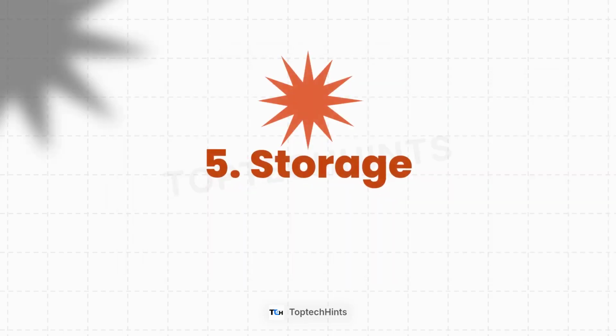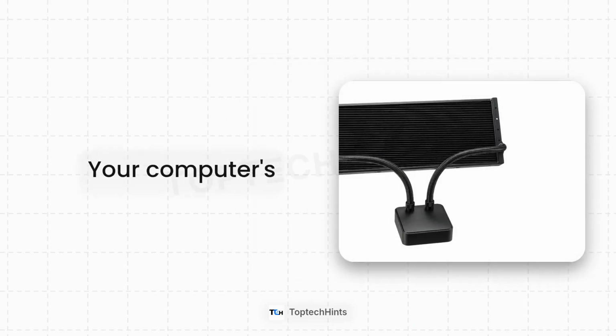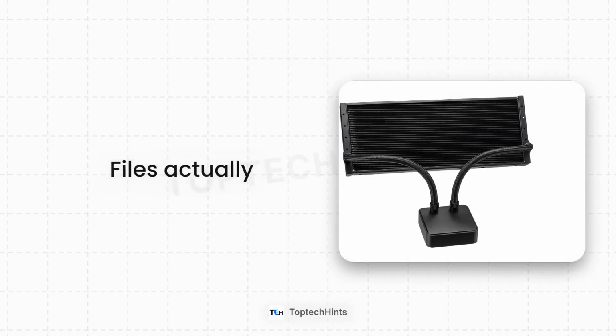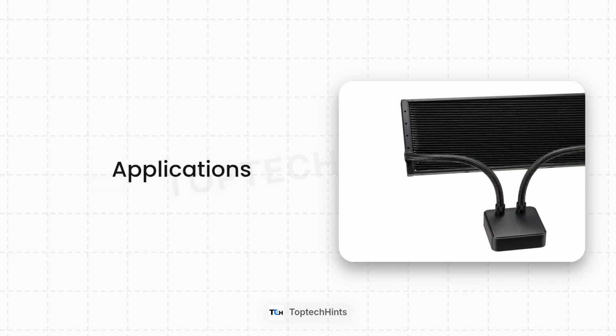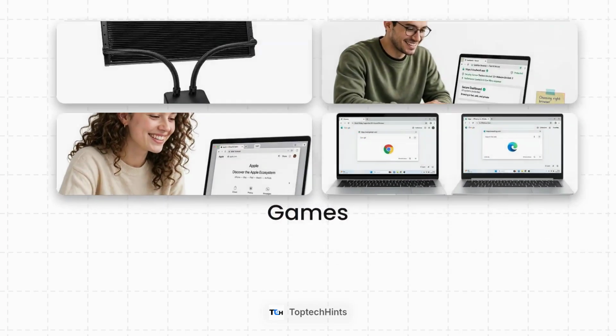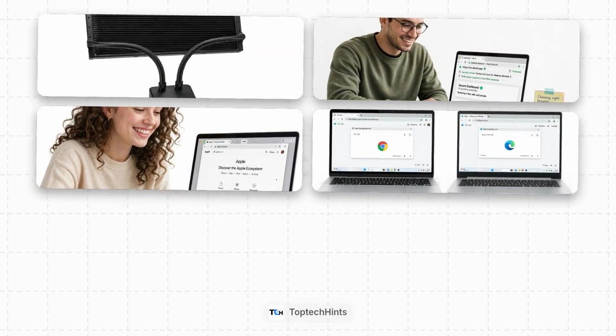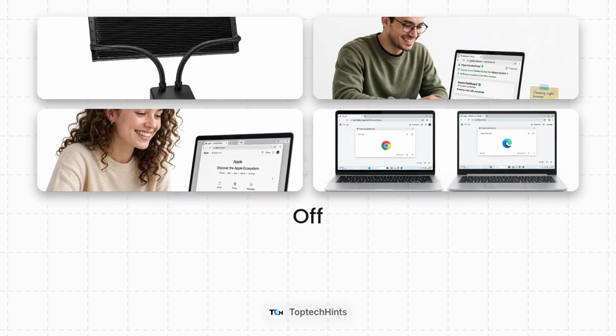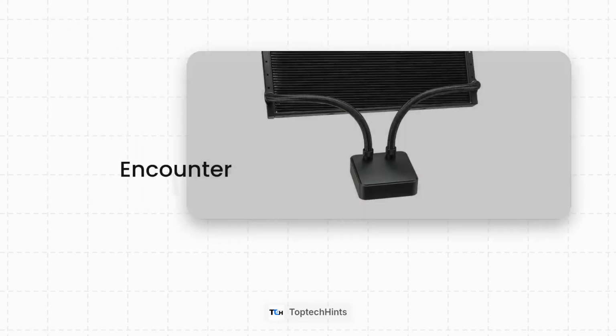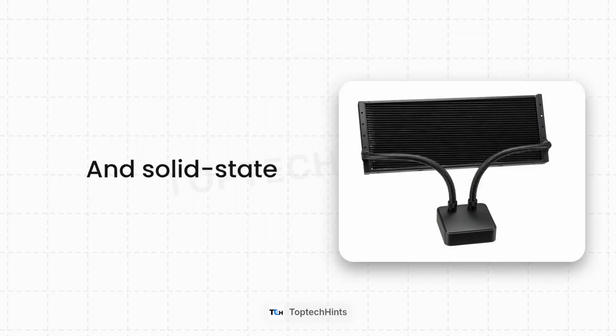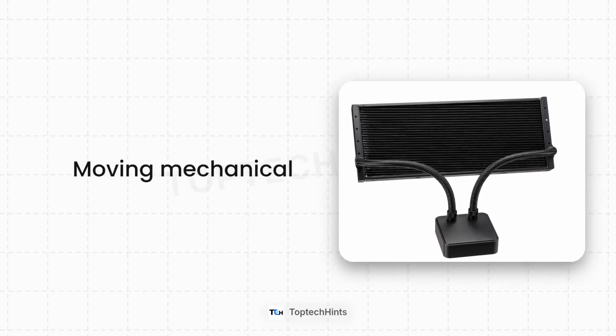Number 5, storage. Next is your computer's storage. This is where your files actually live. Your operating system, applications, photos, videos, games, documents, and everything else are stored here, even when your computer is turned off. There are 2 major types you'll commonly encounter: hard disk drives and solid-state drives. HDDs use moving mechanical parts.